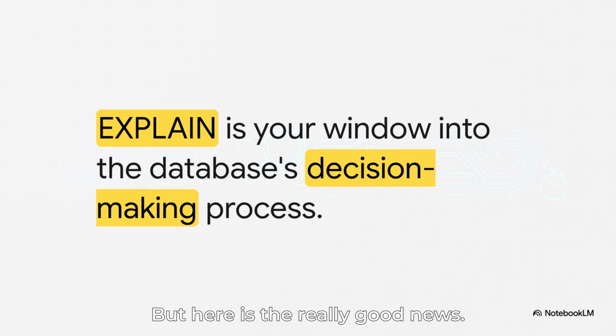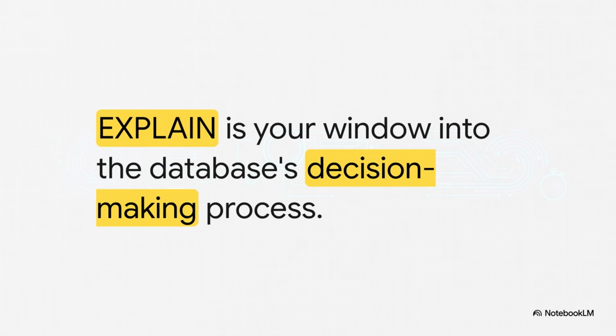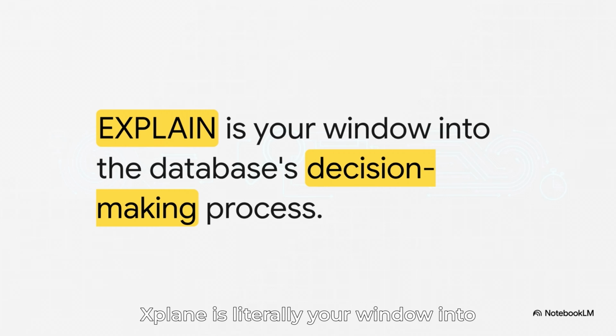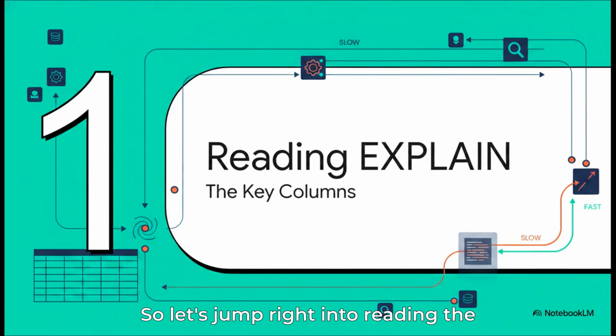But here is the really good news. You actually don't need to immediately escalate this to a senior database administrator to find the bottleneck. You have the ultimate detective tool right at your fingertips, and it's called Explain. Explain is literally your window into the database engine's decision-making process. It tells you exactly what strategy MySQL is planning to use to grab your data. So let's jump right into reading the Explain output and zeroing in on those key columns.